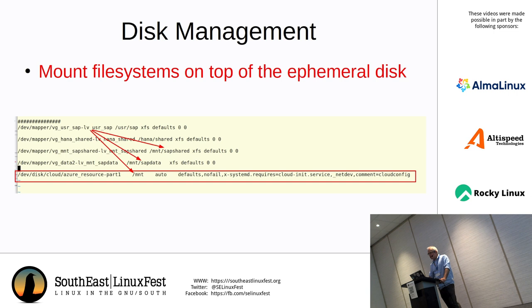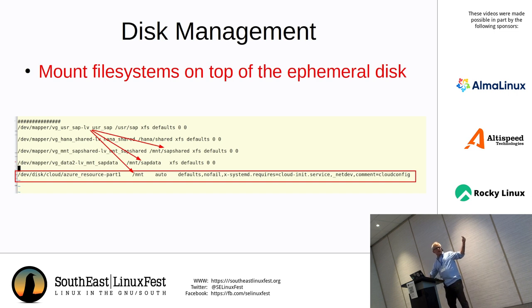Mount file systems on top of the ephemeral disk. And can you see that? Or is it too small? The ephemeral disk is mounted on /mnt by default. I personally think that is a poor choice, but it is what it is, and it has been done forever, right? And it always comes last when you stop the machine and the machine comes up. It will always come last.